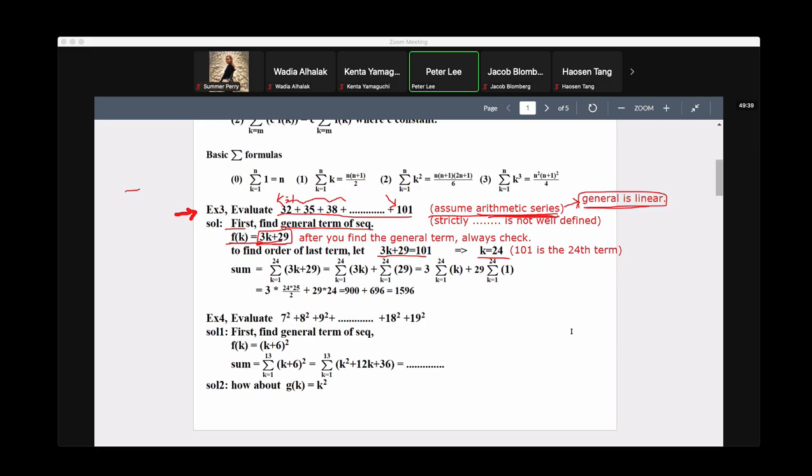So that's what I mean by the order. The order means first or second or third. That's what I call the order. So the order of the 101 is 24. That's 101 is the 24th term. That's what I mean by the order.